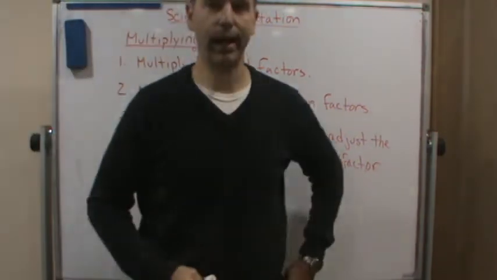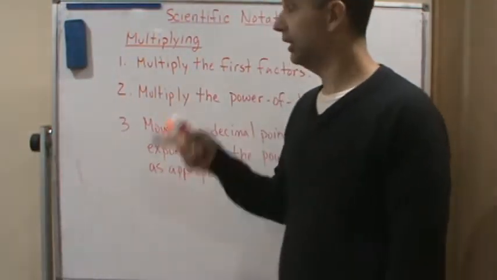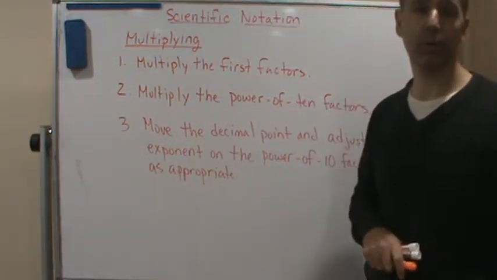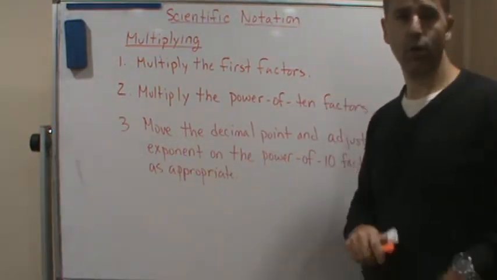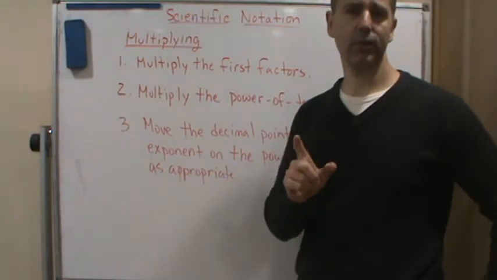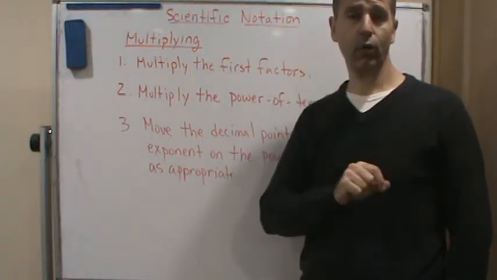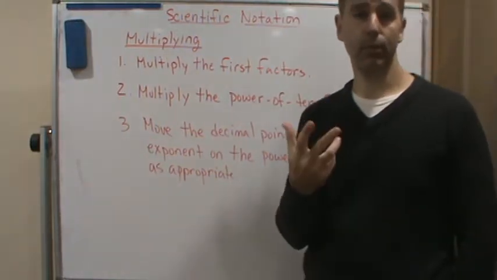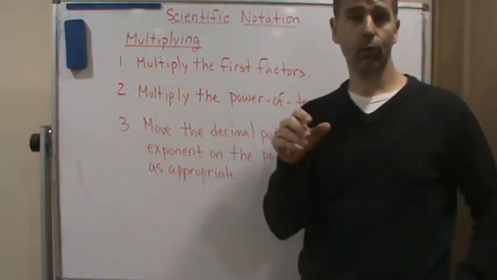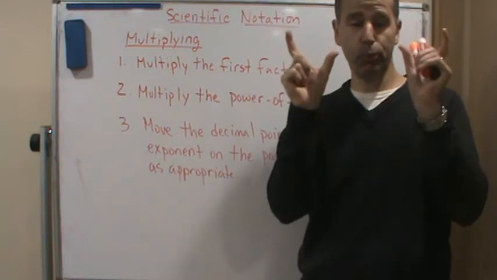Okay, so welcome back. Now we're going to talk about multiplying numbers that are in scientific notation. Again, think about it this way: scientific notation is just a product of two factors, right? So if we take two numbers that are written in scientific notation, we're really multiplying two products together.